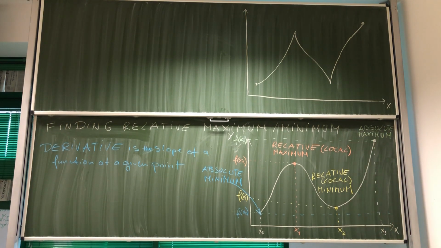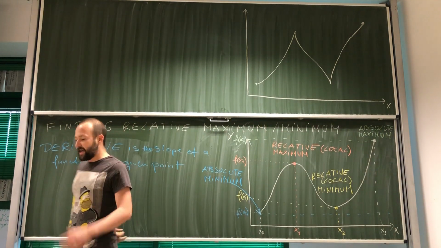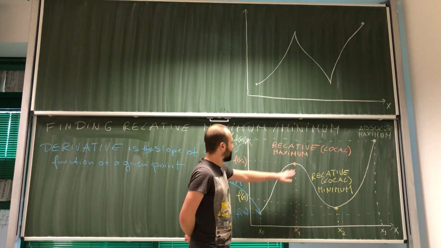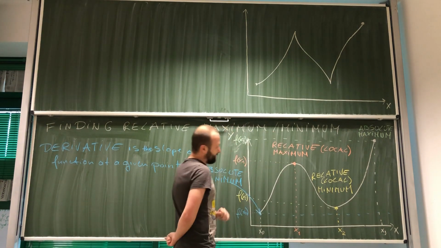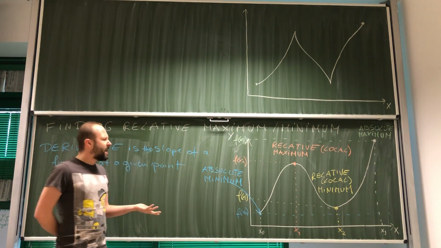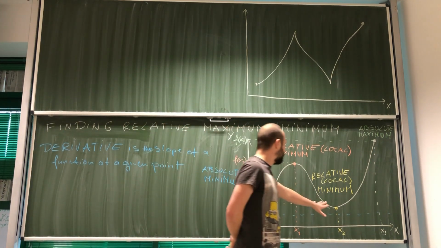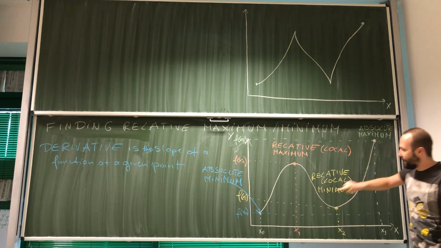Derivatives are extremely well equipped to find points like this: relative maximum and relative minimum. But then you might say, maybe they are not that useful. Because if those are only relative or local maximum or minimum points, then of course, if I want to find the maximum value of some function, it's better to find the absolute maximum or absolute minimum.